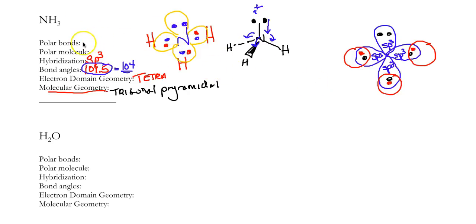Polar bonds? The answer is yes, we have polar bonds. Nitrogen and hydrogen do have a great difference in electronegativity, so they're being shared closer to N. N is a little stronger. N is actually the third most electronegative atom. So it's going to pull this pair closer. So they're sharing electrons unequally.